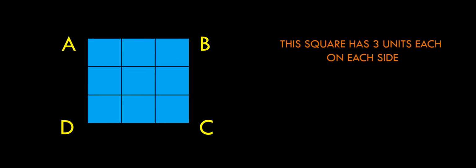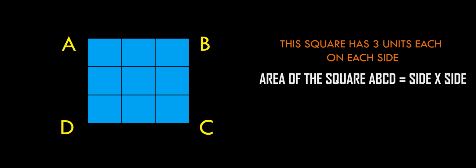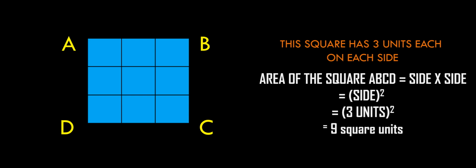We know that if we multiply a number by itself, we get its square. This square has 3 units on each side. Area of the square ABCD is equal to side into side, which can also be written as side square, which is 3 units square, which is equal to 9 square units.